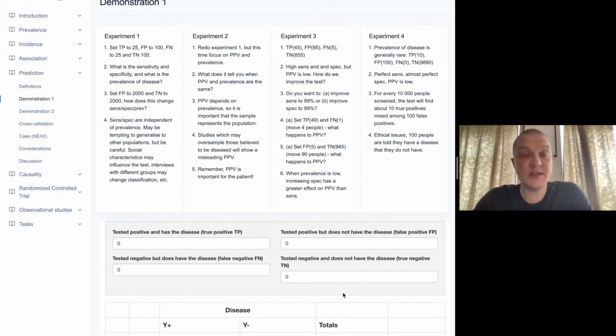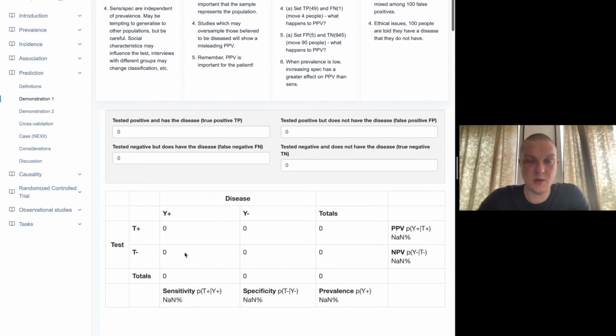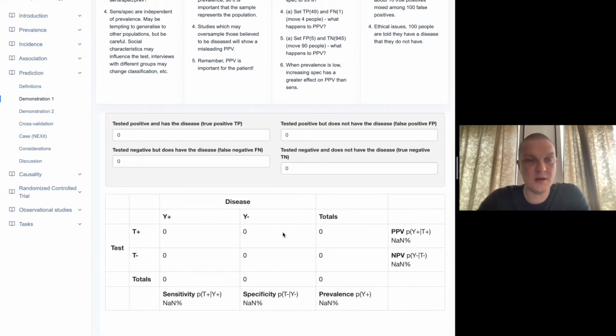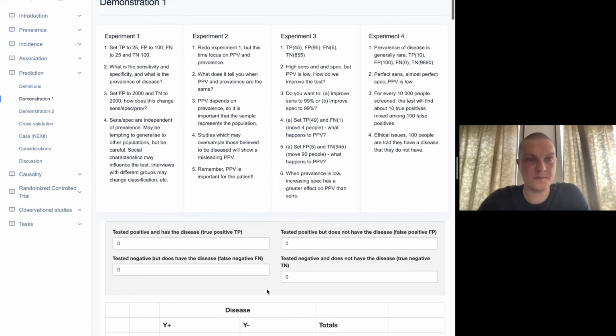Okay, a demonstration to put these four metrics to the test and see how they act and react to different prevalences of disease and performance of tests. Down here we have our 2x2 table again. At the moment there's just zeros, so it looks a bit ugly, but we're going to fill that in and see how these metrics perform.